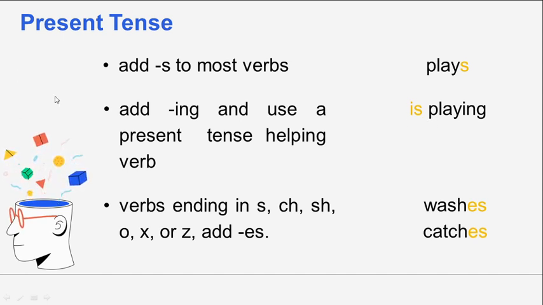Next, for verbs ending in s, ch, sh, o, x, or z, you need to add es. Just like in the rule of nouns, if the verb ends with these letters, you need to add es instead of just s. For example, wash, washes, catch, catches.